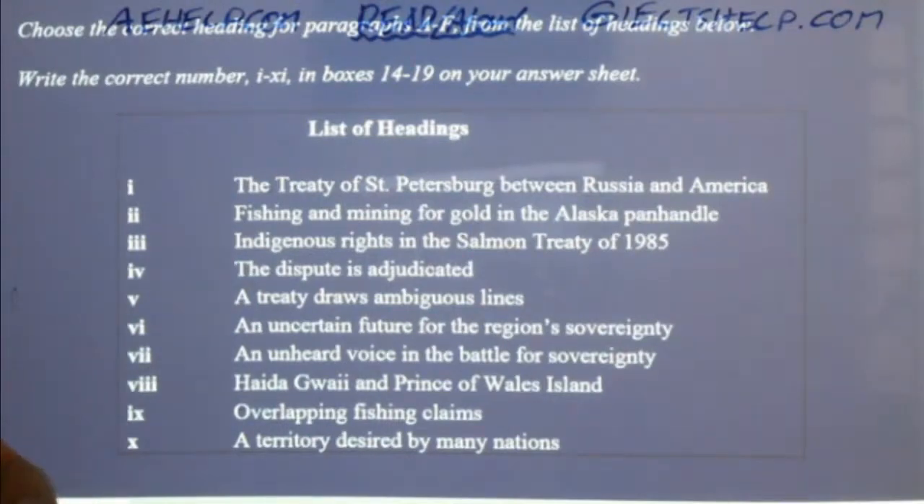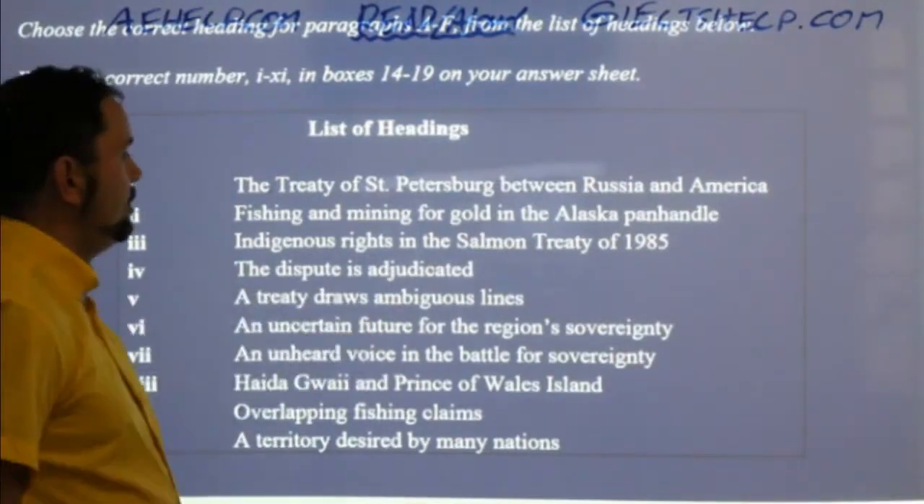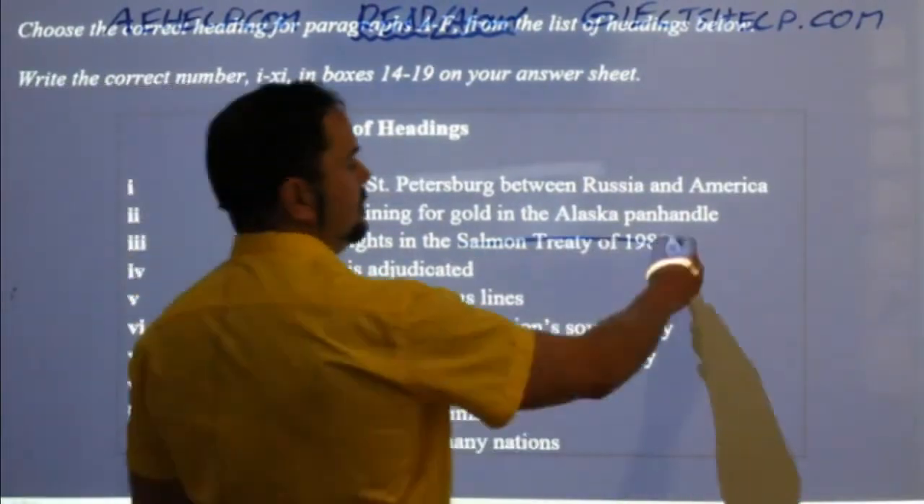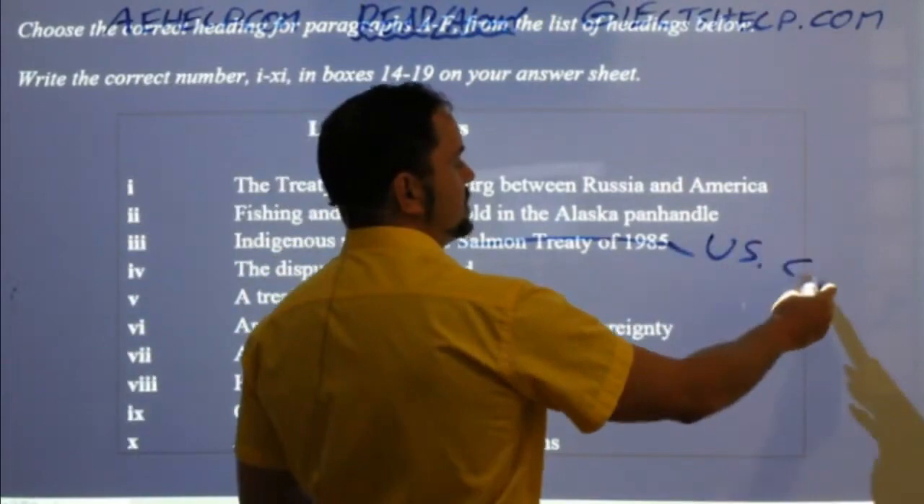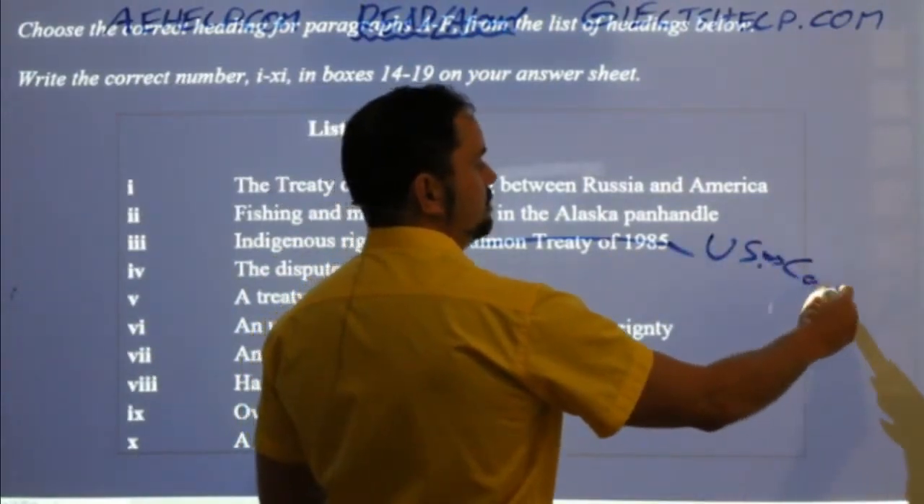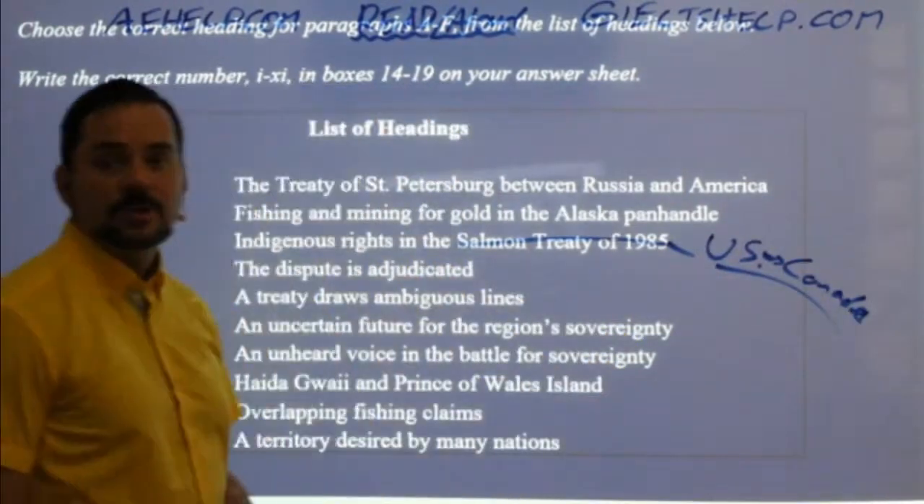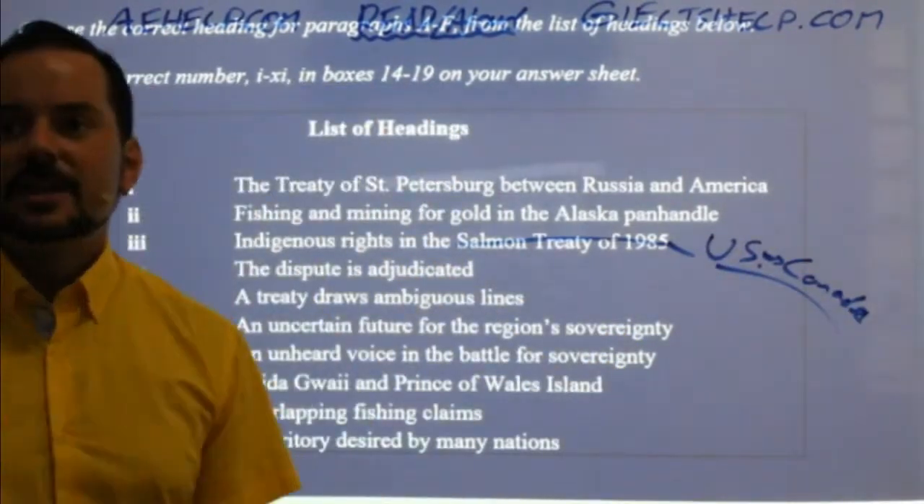It's not number 3. There's nothing about the Salmon Treaty. That was the previous paragraph. This was between U.S. and Canada. There's nothing there between the Indigenous people. Okay, so that was between U.S. and Canada. So it's not number 3.